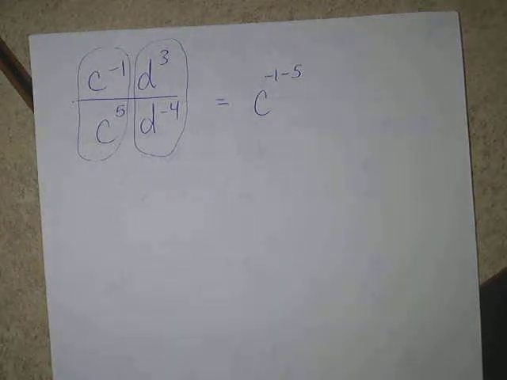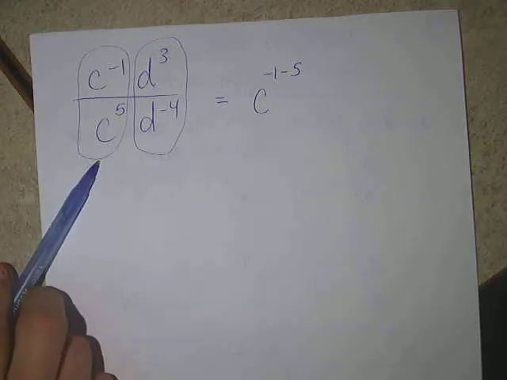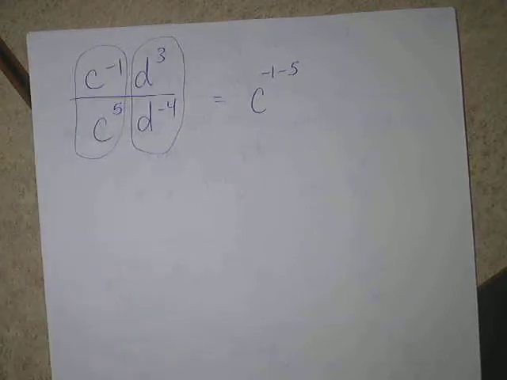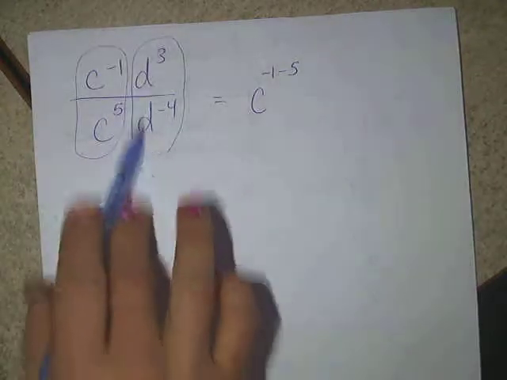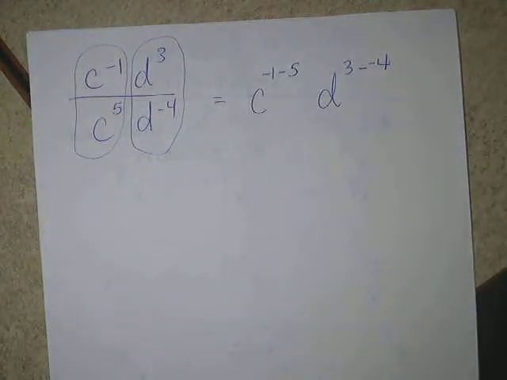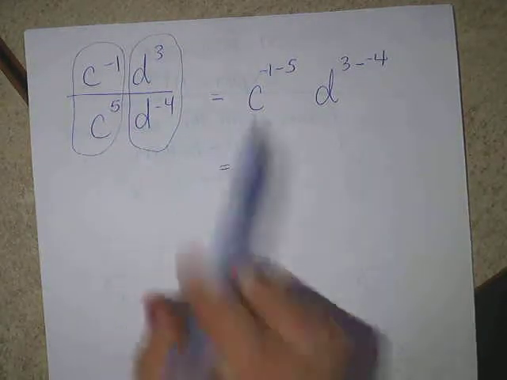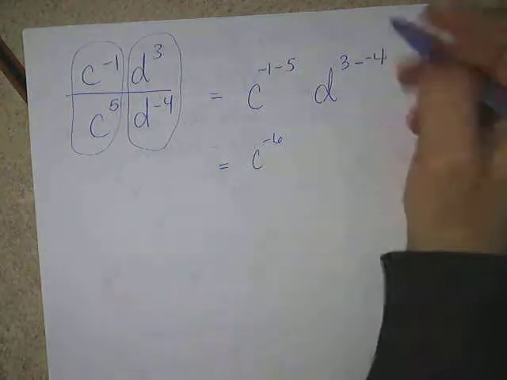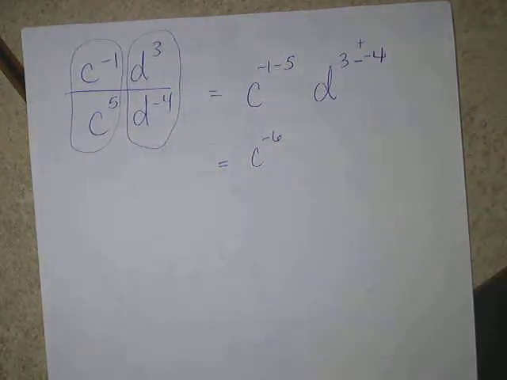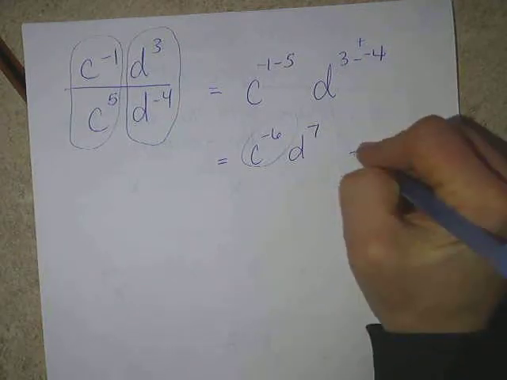All right, so as far as my C's go, I have C to the negative 1 minus 5. How do you make them both on the top or both on the bottom? We worry about that when we see if anything's negative. Right now I'm just applying the rule which says I subtract the bottom from the top. Top minus bottom. And then D is going to be 3 minus negative 4. So this would be C to the negative 6. That minus the negative is really plus, D to the 7th.